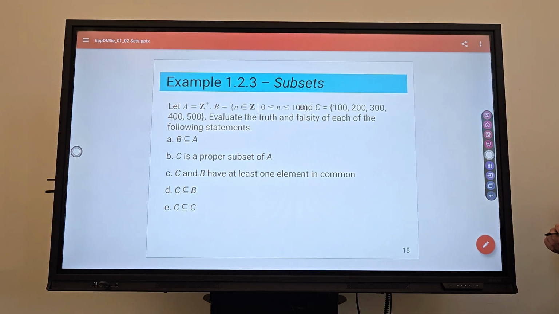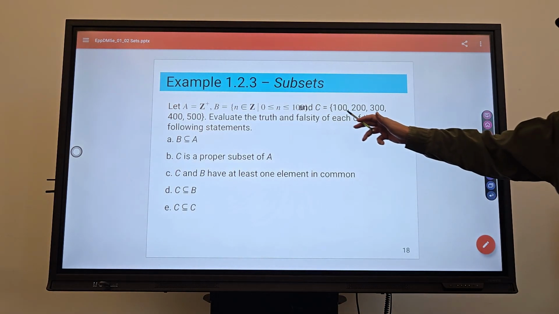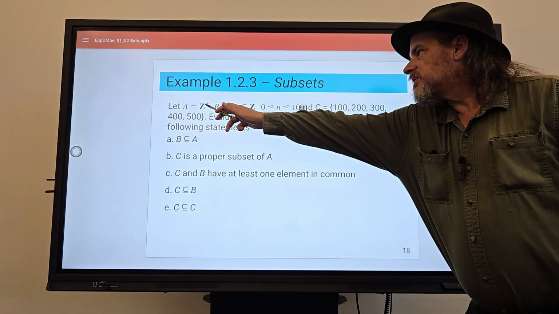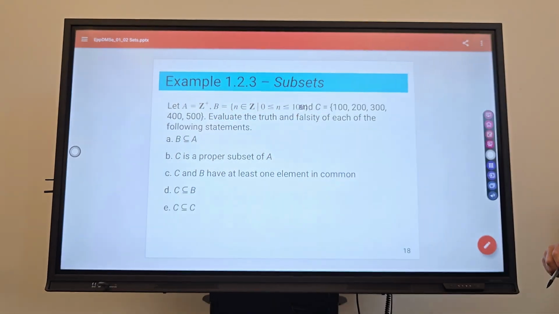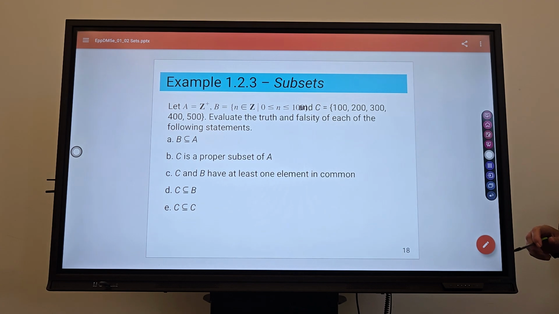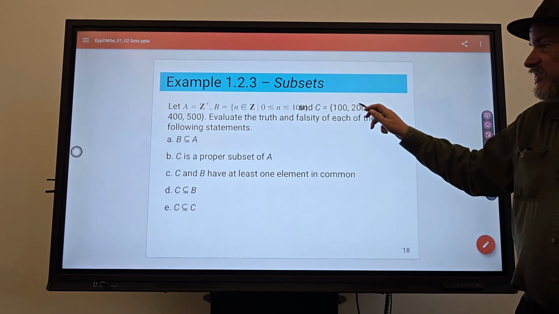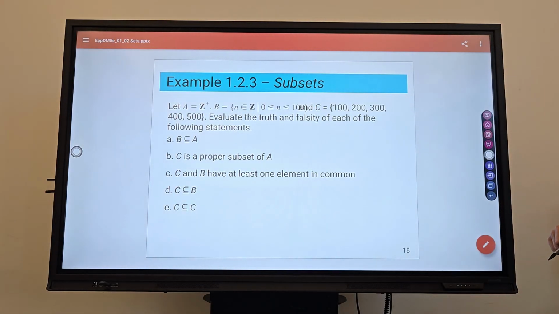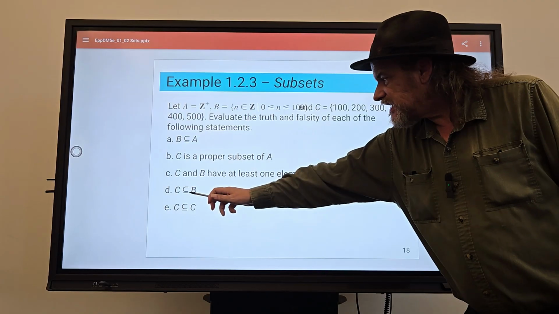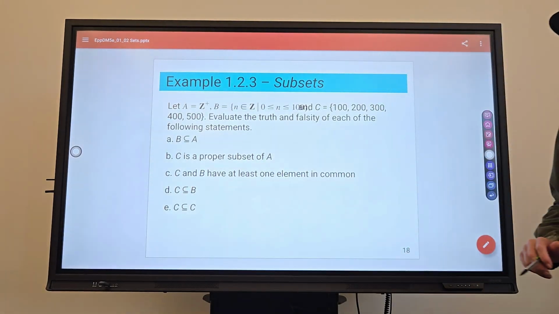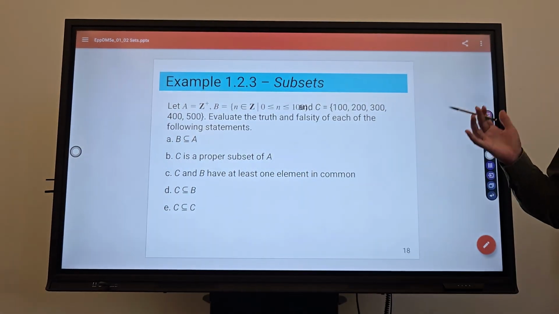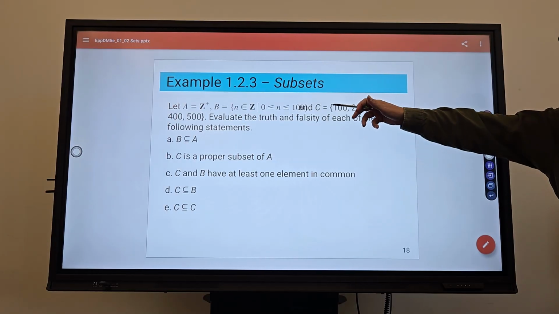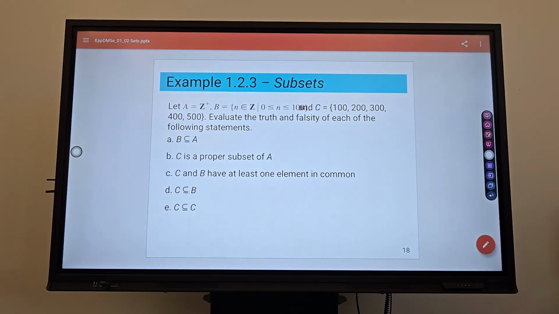Is C a proper subset of A? Did I hear a true out there? Yep, it is, because all of these elements are in the positive integer set, and the positive integer set contains other values that are not in C. Is C a subset of B? No, because there are a lot of elements of C that are not in B.